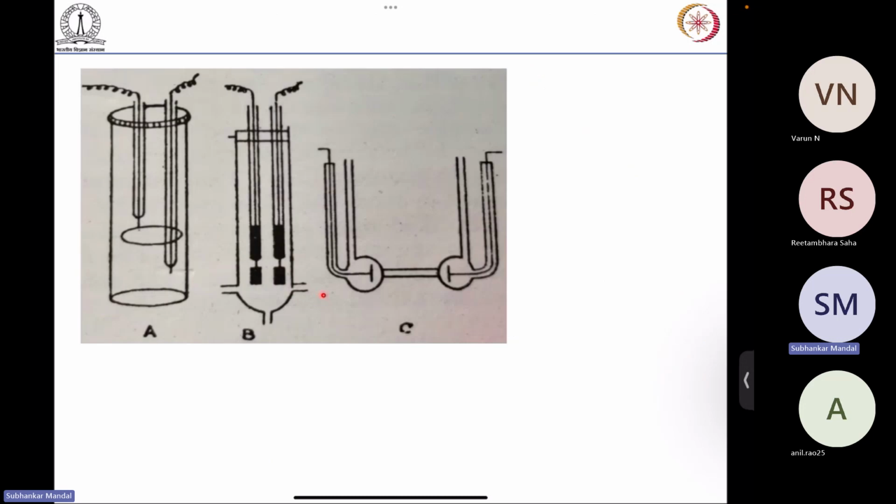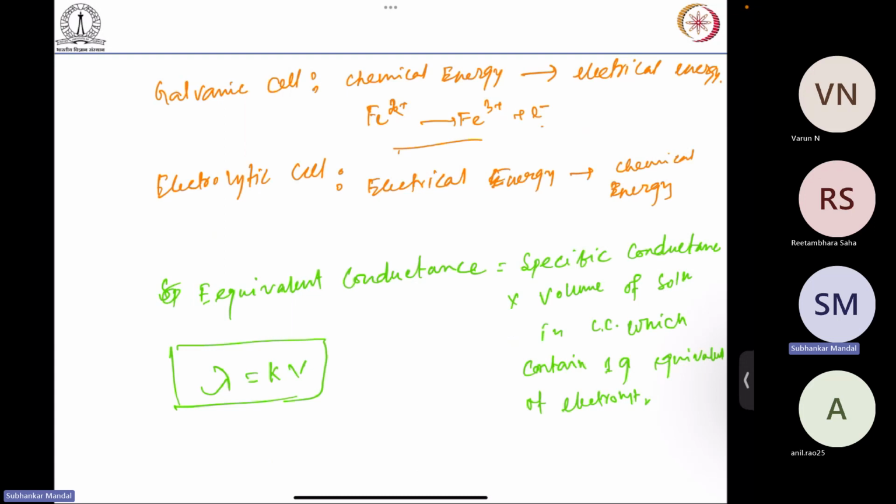This is a picture of different types of electrochemical cells. We have discussed the galvanic cell, where chemical energy is transformed to electrical energy, and the electrolytic cell, where electrical energy is transformed to chemical energy. And equivalent conductance: basically the specific conductance times the volume of the solution in cc which contains 1 gram equivalent of the electrolyte. So those things we have discussed.